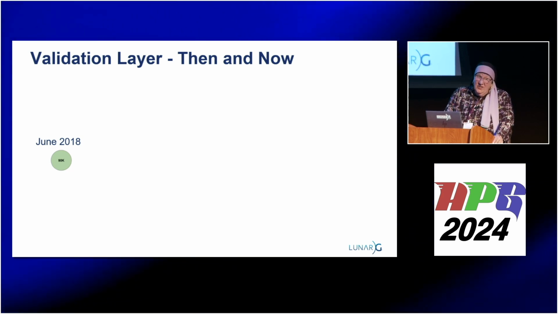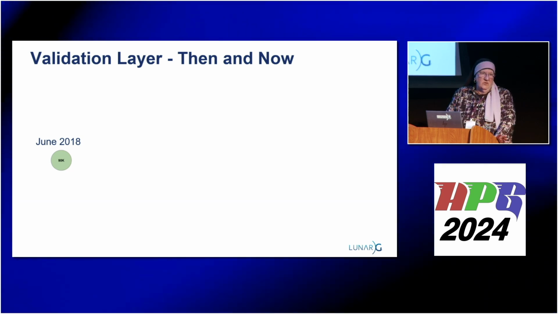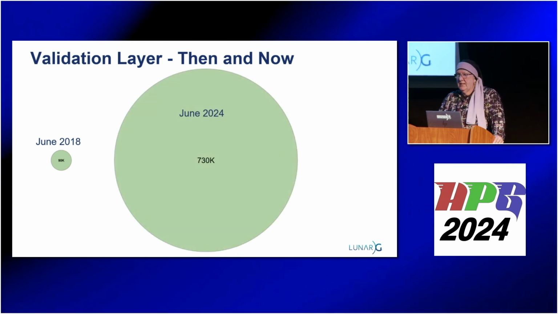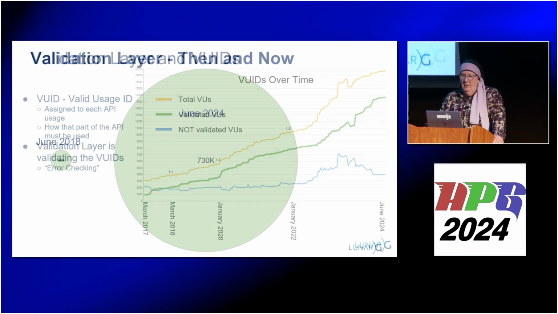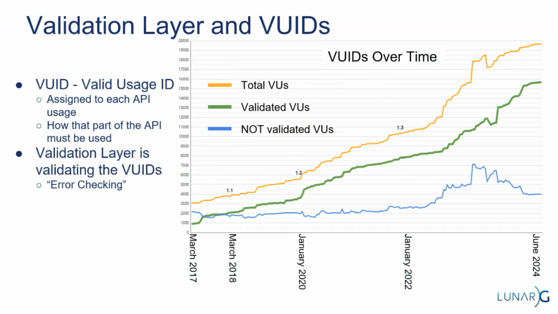In 2018, this is 2 years after the launch, the code base was about 90,000. I couldn't find it before 2018, just to let you know. Code base of the validation layer was about 90,000. Today we're at about 730,000. What drives the size of that code base? Valid usage IDs. So each valid usage ID is assigned to an element of the API. How do you use it? And this is what the validation layer is validating at runtime. Now, back in 2017, we were around 2,500 VUIDs. Today, we're over 19,000.